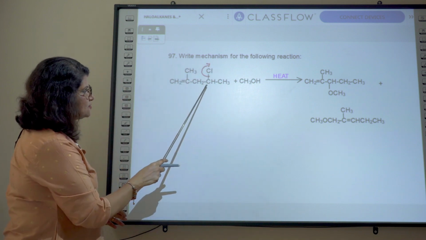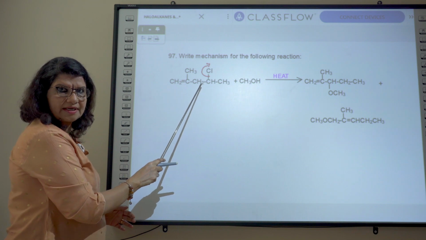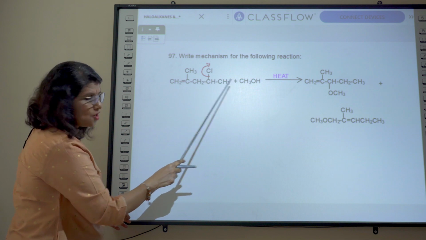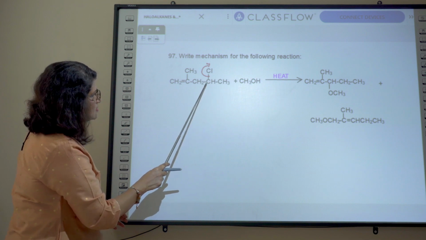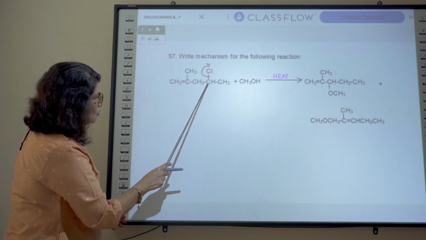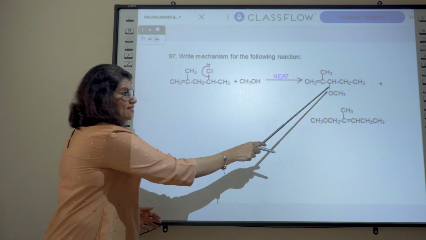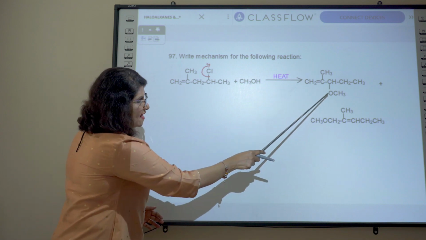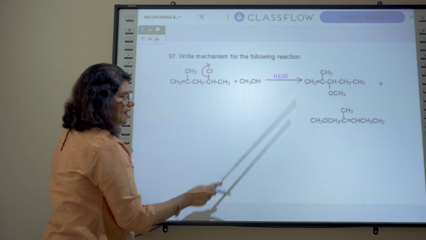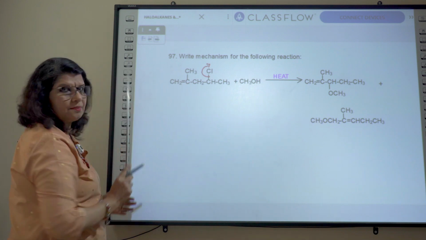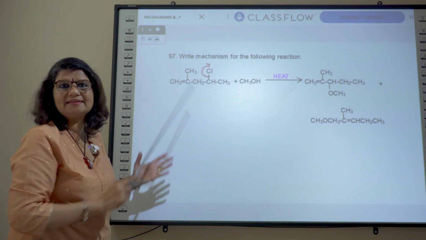And you get a positive charge on this carbon atom, correct? So ideally speaking, the OCH3, the nucleophile, should attach itself on this carbon atom, on the second position, and you should get an OCH3 there. But that is not the product expected. You have got an OCH3 attachment on the third carbon atom and you have got an OCH3 attachment on this terminal carbon atom. So how do we explain that?